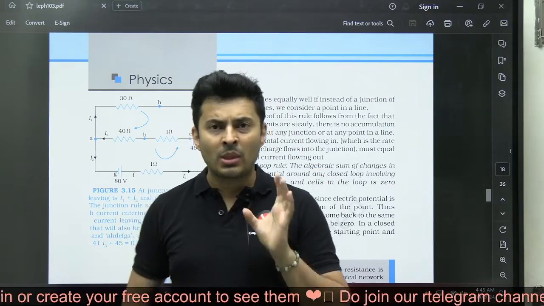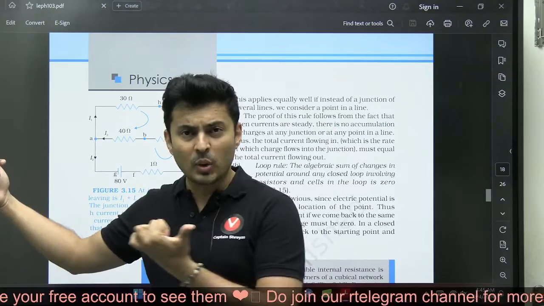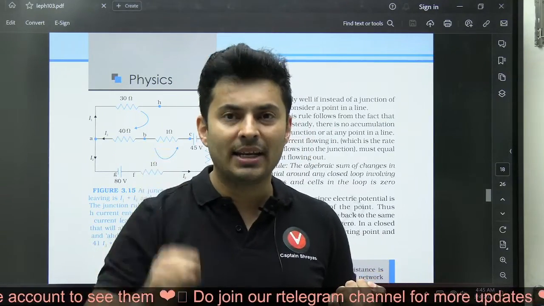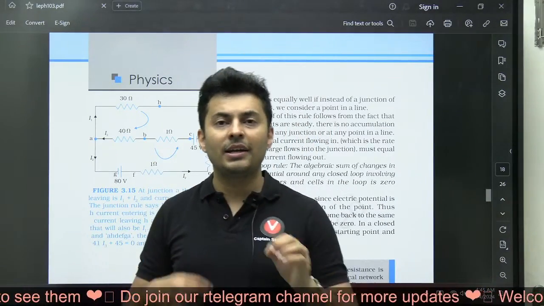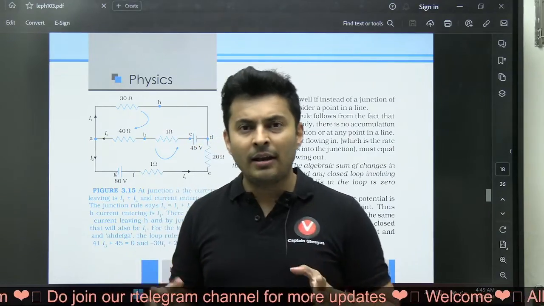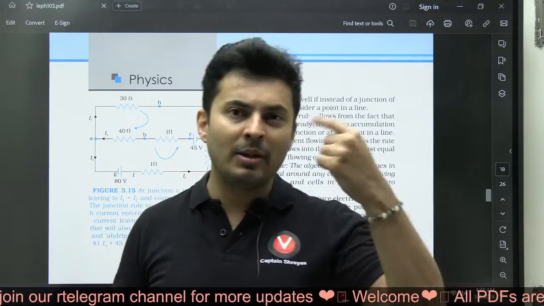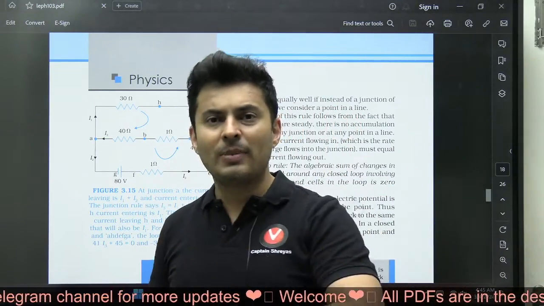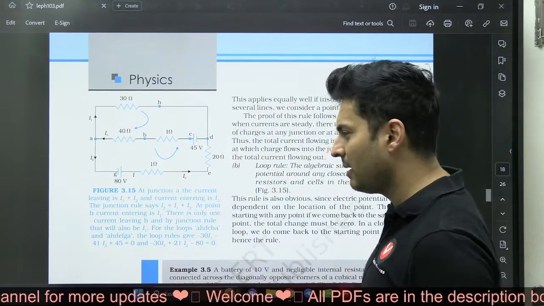For a resistor, if you are going in the direction of the current, it will be minus IR. Against the direction of the current, it will be plus IR. For a battery, from the negative to the positive terminal will be plus E. For the positive to the negative terminal, it will be minus E. Keep this in mind.